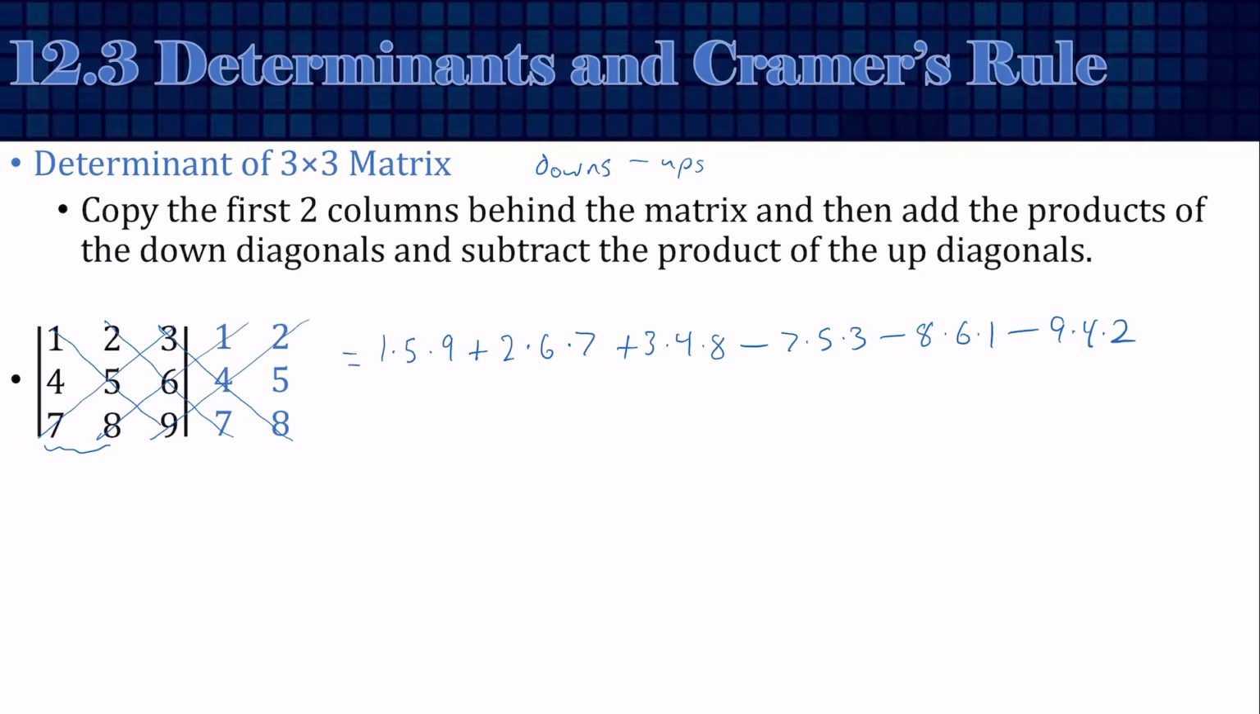And people ask, well, why didn't this 4 get used? But it did right there, and this 5 got used right there. Each number got used twice.